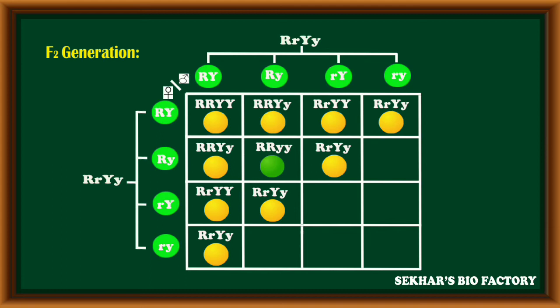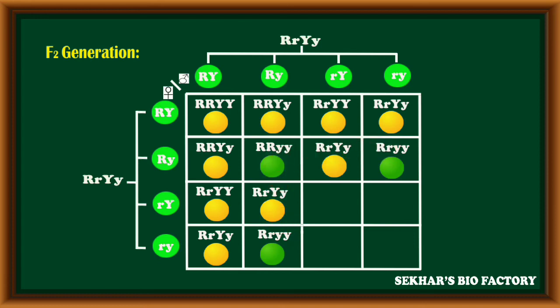Now a new character expressed in F2 generation, it shows round green seeds. The next combination, capital R, small y. It is also round green character. Next combination, capital R, small y. It shows round green phenotypic character. So in these three plants, it shows a new character. It is not seen in parents.